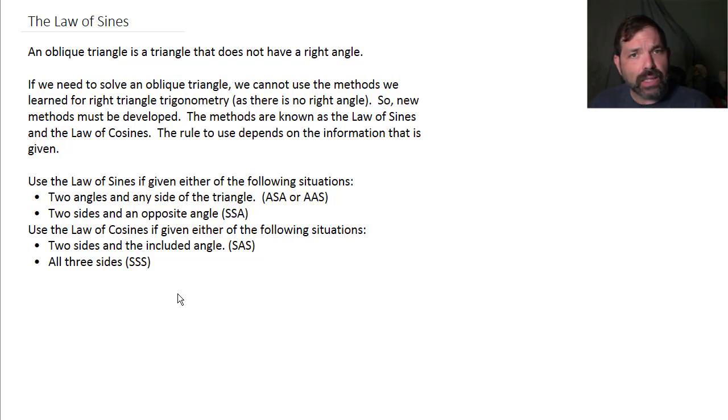In the next section, we're going to learn how we can solve oblique triangles. So remember, solving a triangle means to find any missing measures of either angles or sides. Now, what's special now is we have oblique triangles where we don't know if there's a right angle in the triangle. And generally, there isn't a right angle in the triangle.